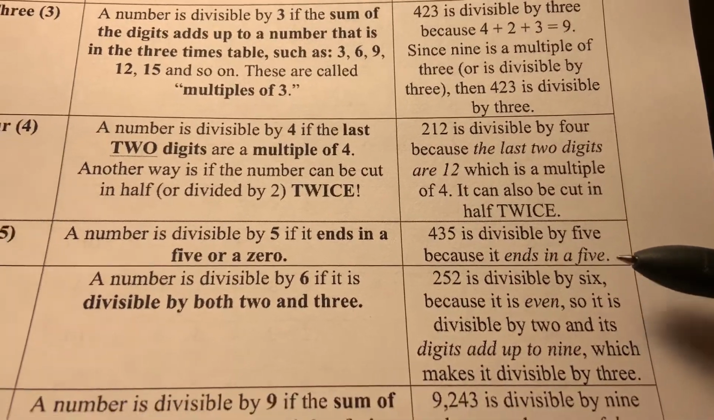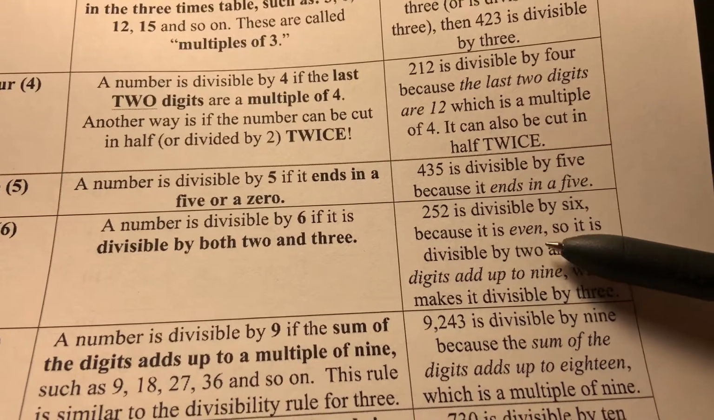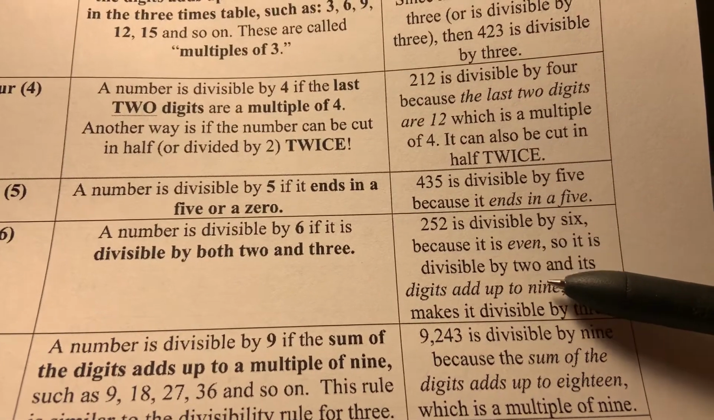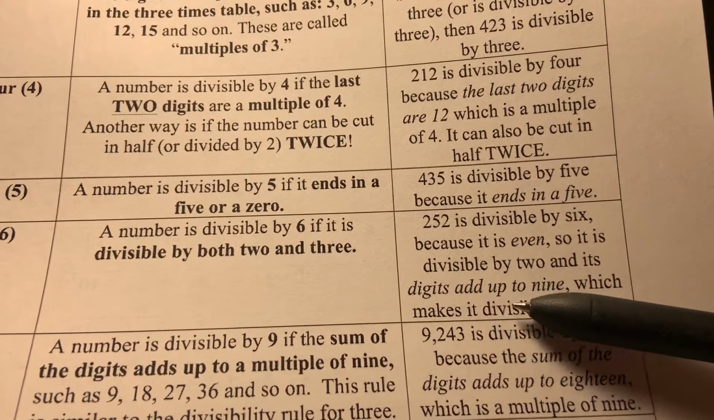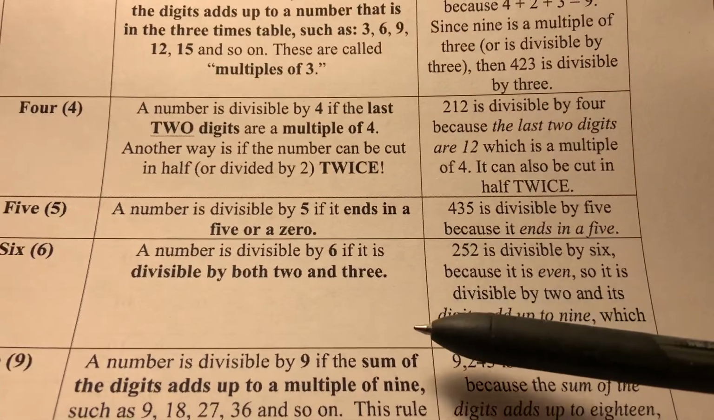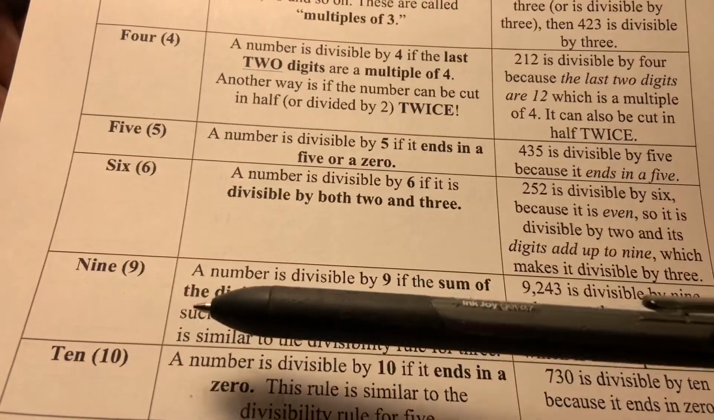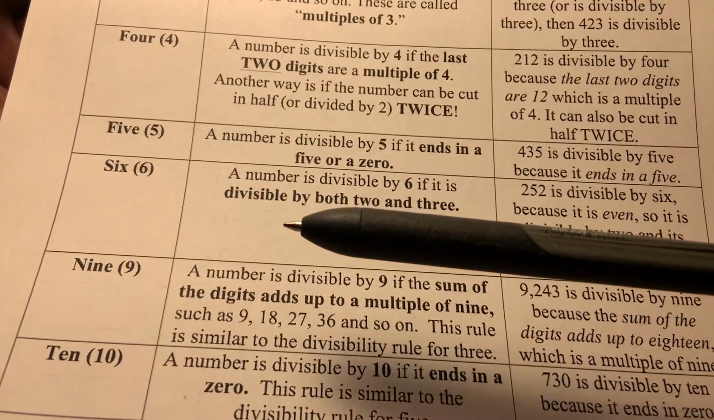And as it says here, 252 is divisible by 6 because it is even, so therefore 2 can go into it, and its digits add up to 9, which makes it divisible by 3, so therefore it is divisible by 6. Now, we're going to go from 6 to 9. Now, you're wondering, wait a minute, Mr. Barbie, what happened to 7?